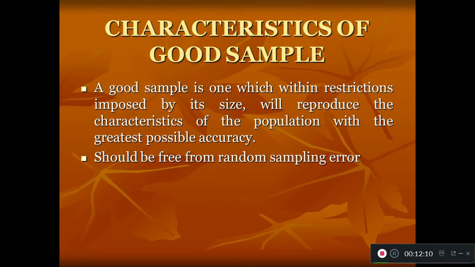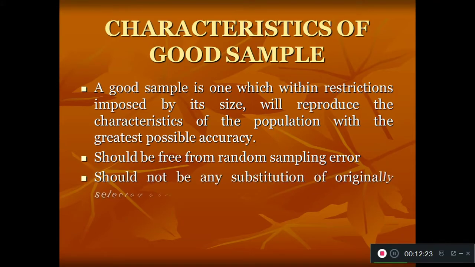At the time when we do, that may cause random sampling error. The criteria must be set first itself when you select a sample in a random method, and there should not be any substitution of originally selected units. This we discussed yesterday.